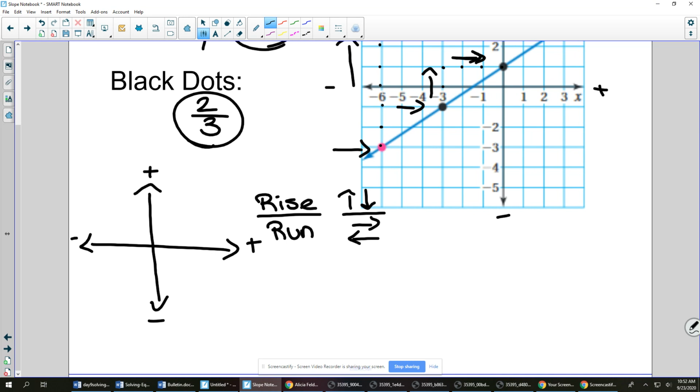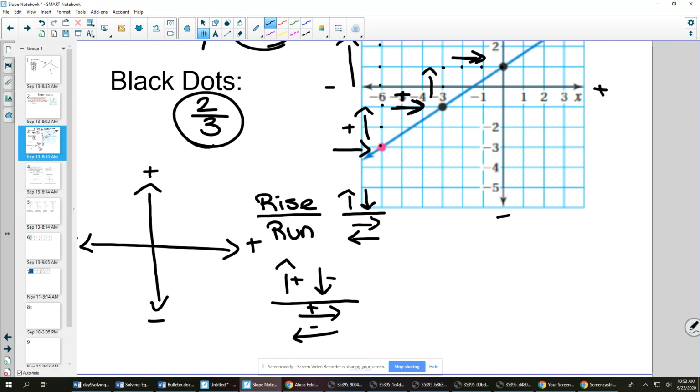So if you are going up, whenever you count, it's going to be positive. If you count down, it's going to be negative. You count to the right, positive. Count to the left, negative. So if I start counting, like for instance on this one, I counted up, which would have given me a positive move, and then I counted over, which was also positive, which is why my 2/3 were both positive numbers. We will have a lot of practice with those graphs.